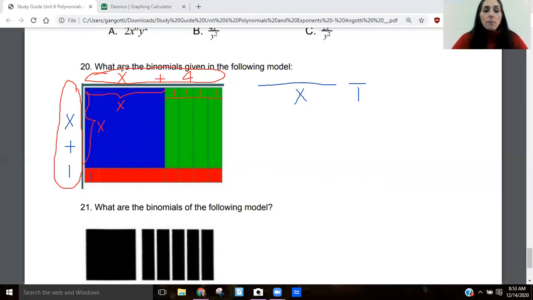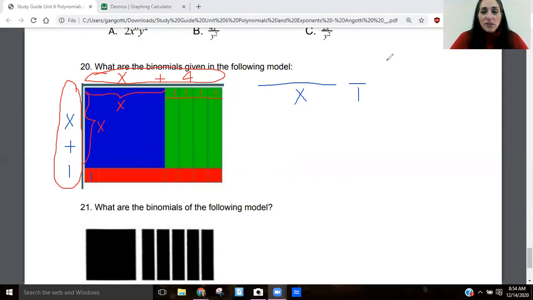Okay, so the binomials are these things that have 2 terms. Across the top is x. You have 1 long side and then 1, 2, 3, 4 little short sides. That would be x plus 4. And then on the side is x and then 1 little one, x plus 1. Okay. Only focus on along the top and along the side. Let's do another one together so that you have another shot at that. Class is almost over too. So like this is a good way to wrap up.